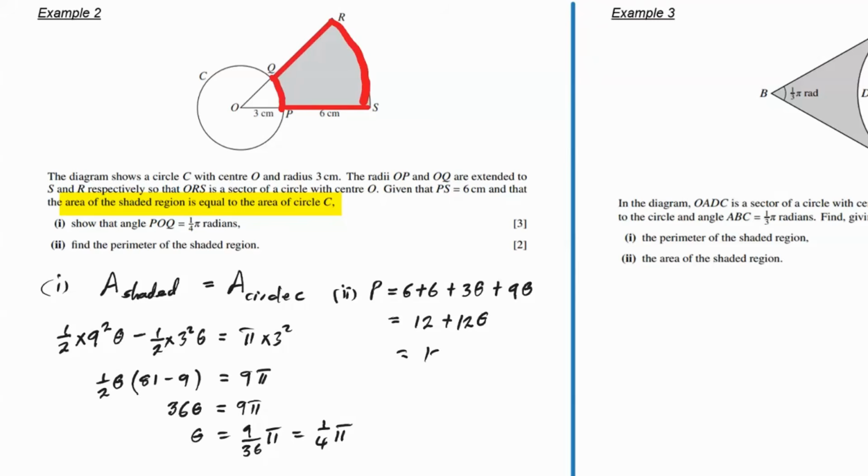So we basically have 12 plus 12 theta, but remember theta is a quarter pi, so it's going to be 12 plus 12 times a quarter pi, and we get 12 plus 3 pi for the final answer. So that's how we find the perimeter of the shaded region.